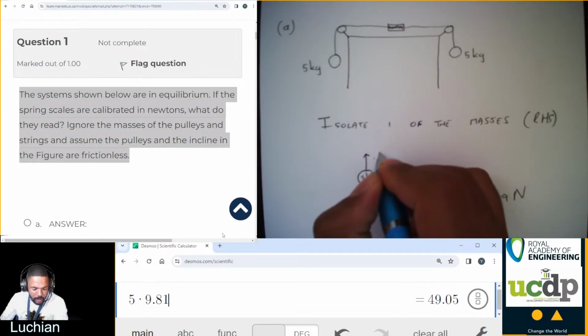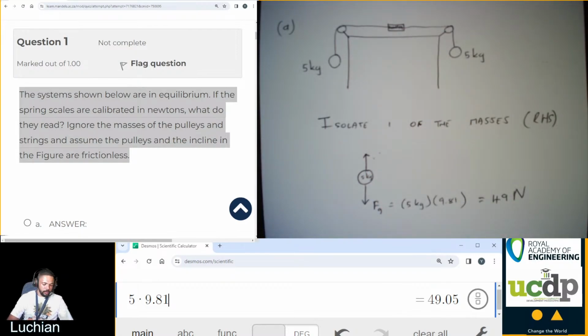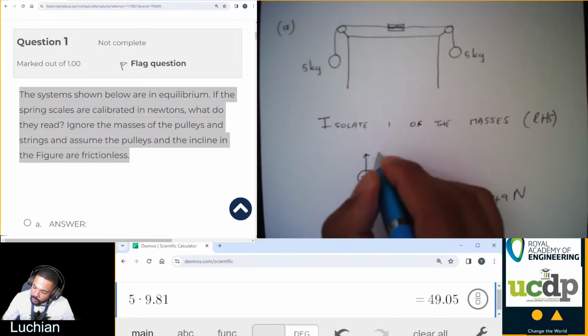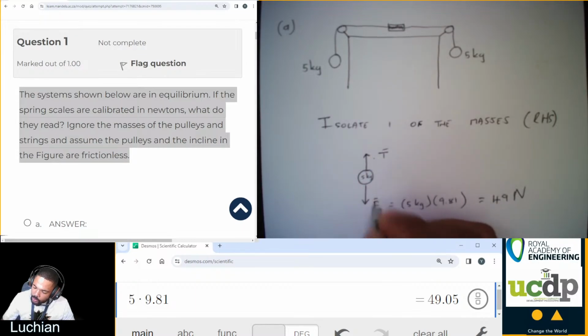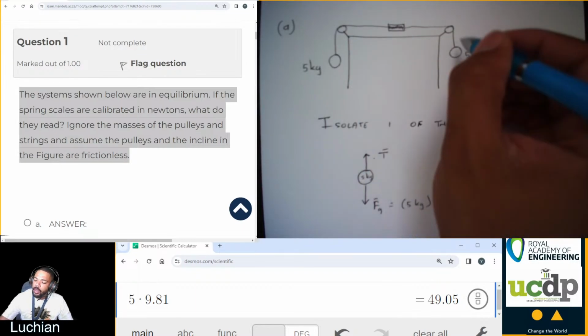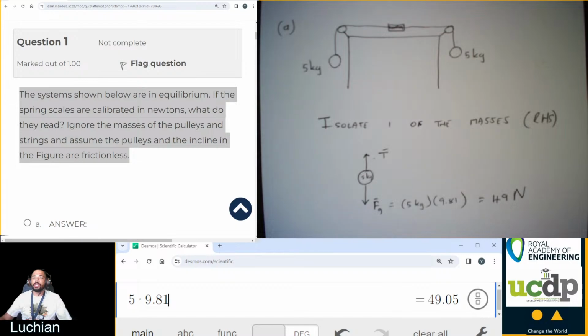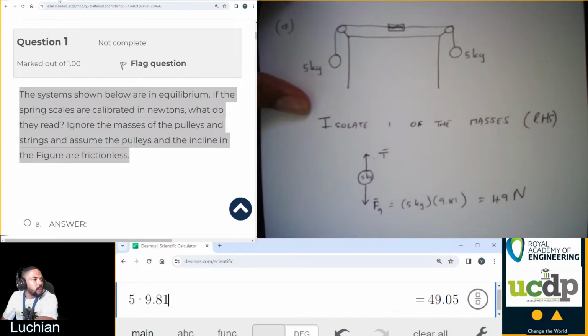Now we need the tension. This is the tension and this is the force of gravity. These are the two forces acting on this ball on the right. Remember, we just isolated one of them.